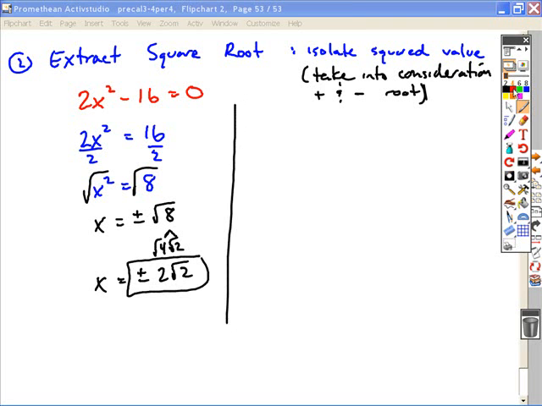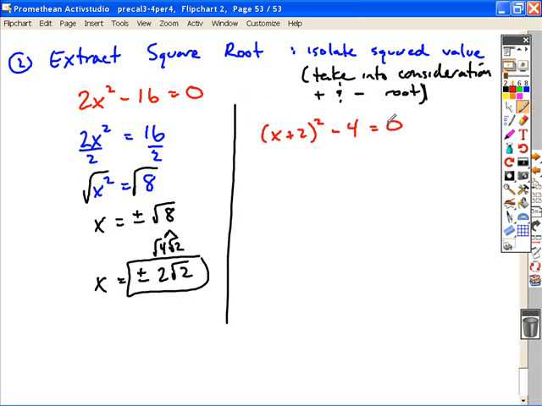And the other type of problem that you may extract the square root for are ones in which you have an entire quantity squared. Again, with no other x terms outside of that. So instead of just an x being squared, if you have a binomial being squared as well, you can extract the square root to solve it by following these same steps. Isolate the squared value. This time your squared value is a binomial. So if we add 4 to both sides, perform the same steps of extracting the square root.